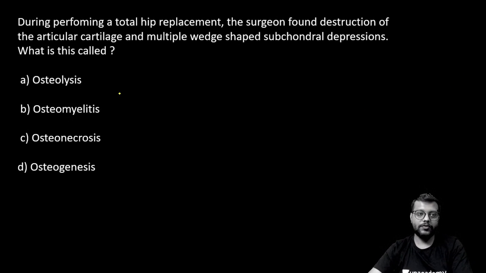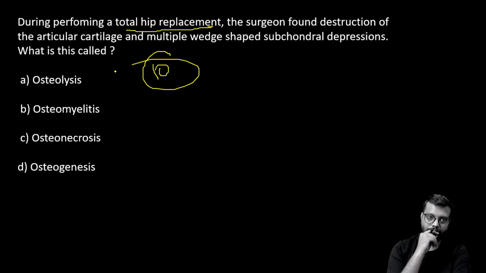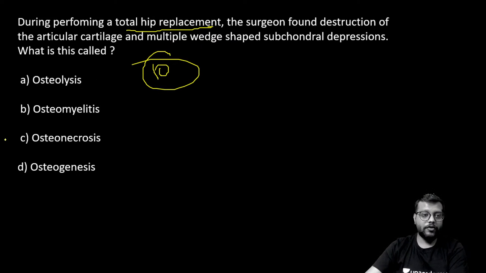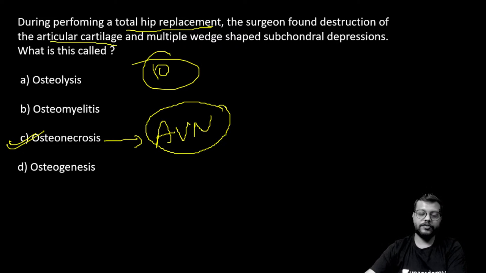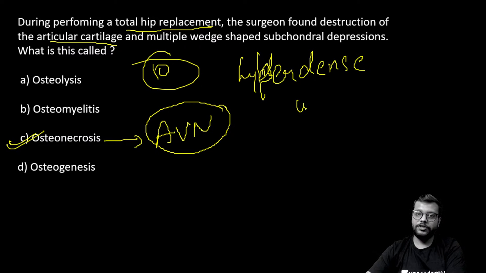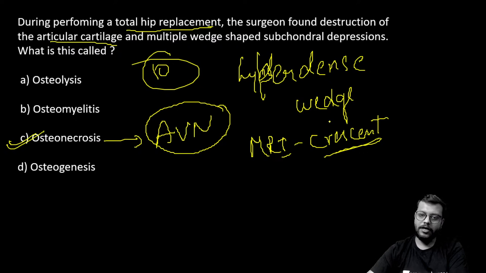Now the next question is, during performing a total hip replacement, the surgeon found destruction of the articular cartilage and multiple wedge-shaped subchondral depressions. What is this called? Okay, here are your 10 seconds. Okay, so the correct answer for this will be osteonecrosis, also called avascular necrosis, AVN. In this there will be characteristic destruction of the articular surfaces, you will find a hyperdense femur head, wedge-shaped subchondral depressions, and in MRI you will see these as crescent shape also. Wedge and crescent are basically slightly different, that is all. In MRI you will see a crescent shape.